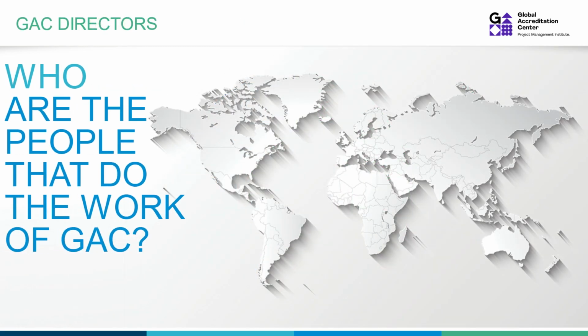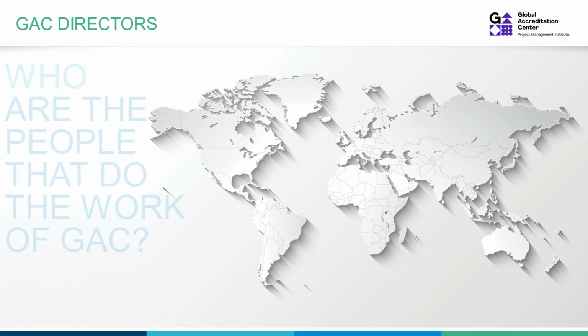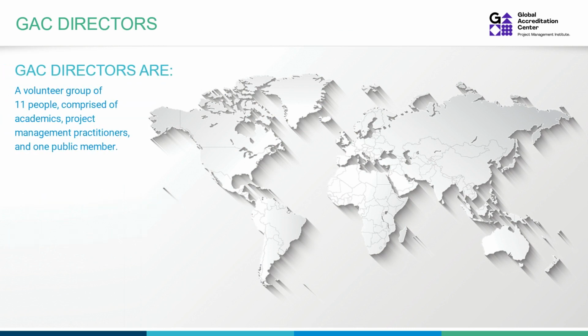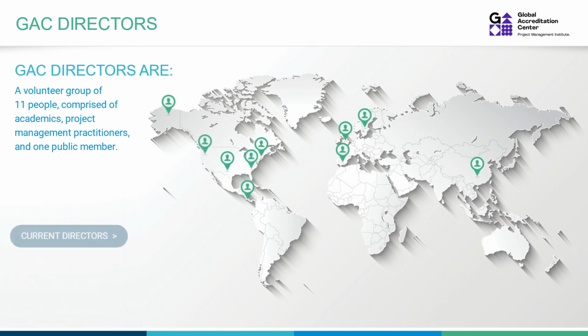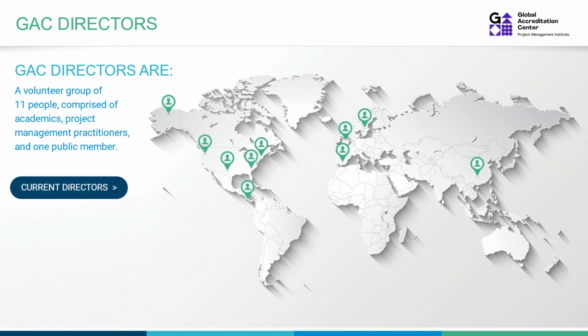So, who are the people that do the work of the GAC? The GAC directors are a volunteer group of 11 people comprised of academics, project management practitioners, and one public member who are responsible for the accreditation decisions as well as the development of policies and procedures to evaluate programs. The GAC is truly a global accreditation body and was designed as such because it is important the views of the global academic and practitioner community are represented throughout the accreditation process. To see a current roster of directors, click here.